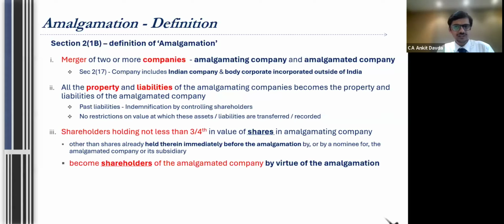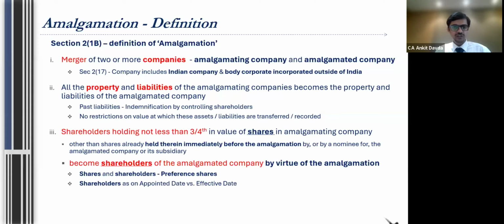So Section 2(1B) requires certain conditions to be fulfilled. On merger of two companies, all properties and liabilities should be transferred. Shareholders holding not less than three-fourths in value of shares in the amalgamating company should become shareholders in the amalgamated company. So it is possible that not all shareholders become shareholders of the amalgamated company. There could be minority shareholders to whom you may provide that, instead of issuance of shares of the transferee company or amalgamated company, you will pay monetary consideration. So here there is a leeway that at least three-fourths, 75%, of the shareholders should become shareholders.